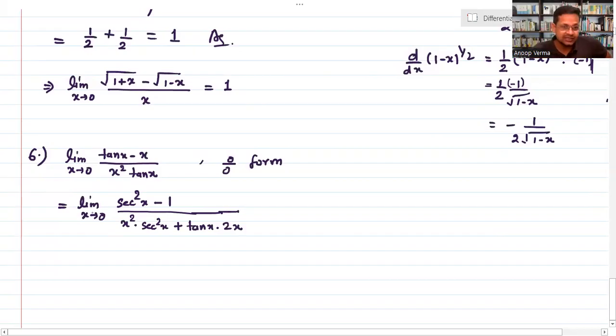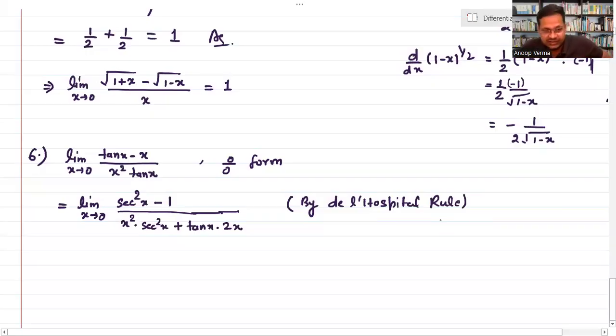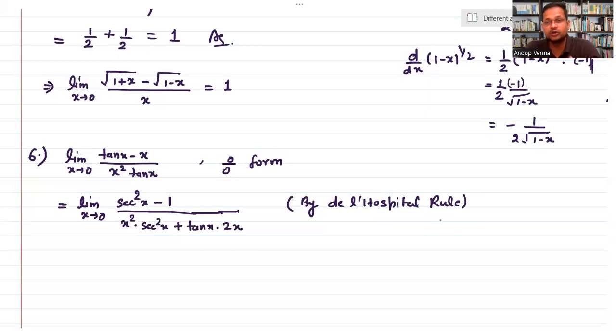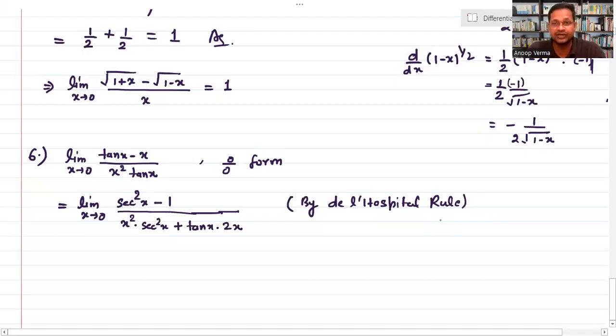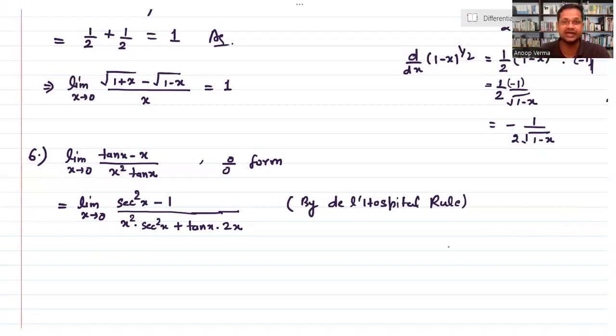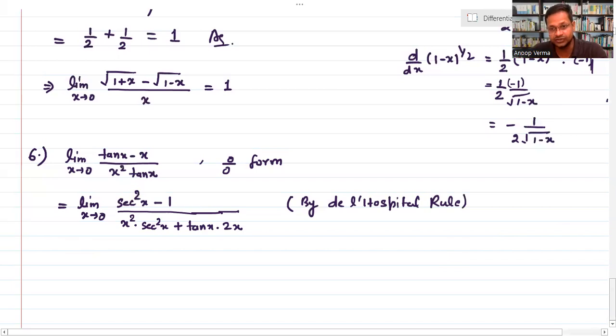If you are applying the limit again, you can say by L'Hospital. We are writing this again and again in every problem because when you are solving the problem in your examination or by yourself, you should mention which method, which rule you are applying here if you are getting an indeterminate form. So that's why I am writing, you have to mention in brackets on the side which method, methodology or technique you used. If we have differentiated, it means we are applying the L'Hospital rule. Okay.